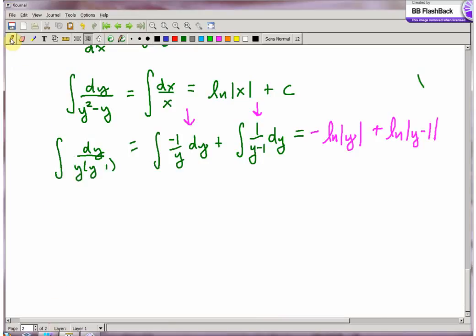Alright, so I can clean this up a little bit. Remember, by the properties of logs, this is the same thing as, first of all, natural log of y minus 1 minus natural log of y. And then when you have a difference of logs, the laws of logs let you write it as a quotient. So this is y minus 1 over y.